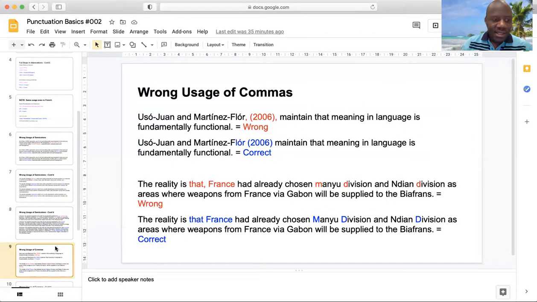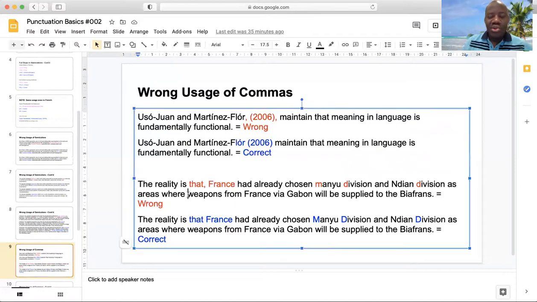Next, now we want to talk about the wrong use of commas, okay? For the wrong use of commas, again, I'm going to be using sentences that I've culled from different sources. This one again was culled from an article, a published research article.